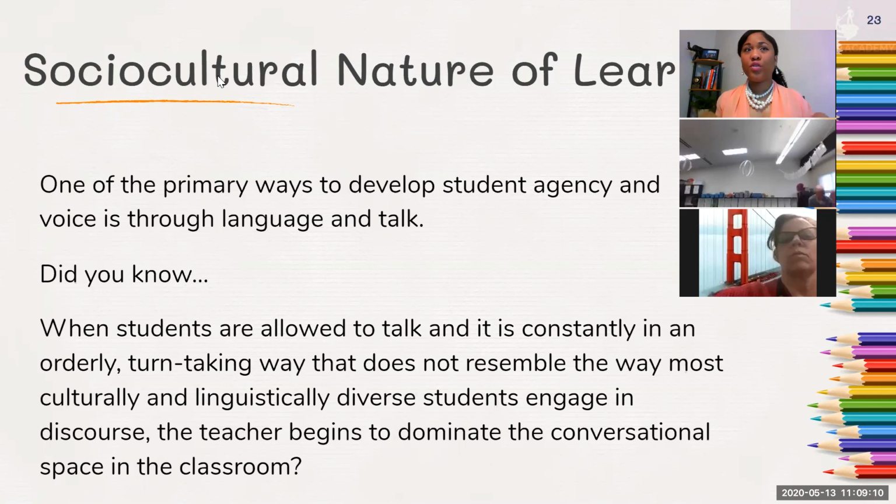So I challenge you to reimagine your class in a way that you have, and I'm going to show you some ways to do this, talk structures that allow for more fluid speech that's uninterrupted, but still focused, so that students can be more immersed in the learning experience. That's a different way of thinking.